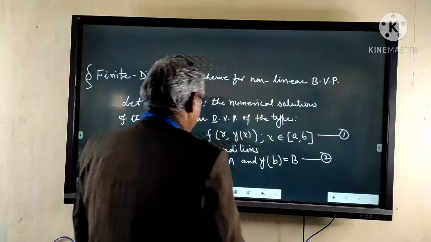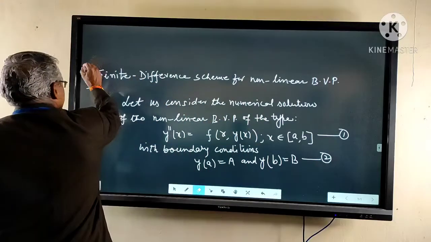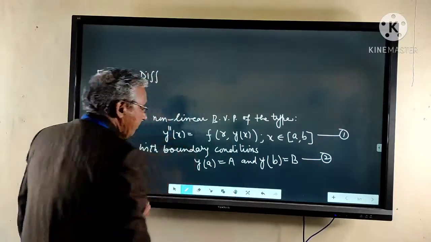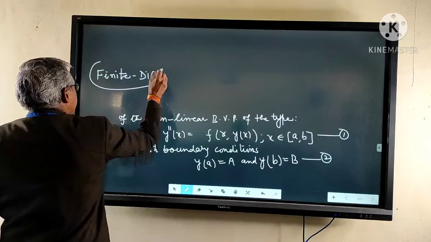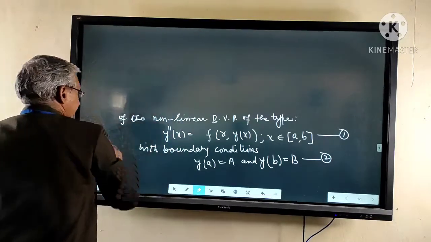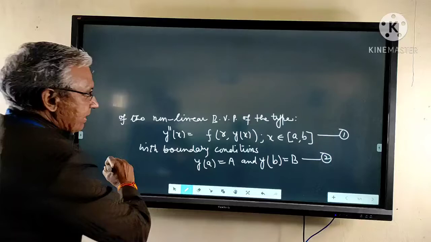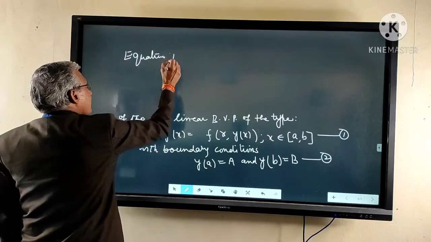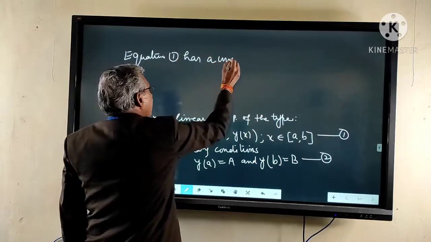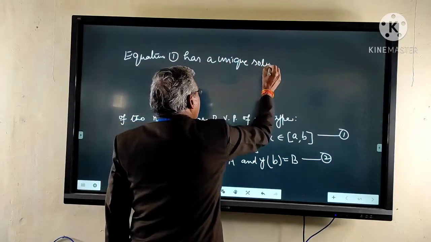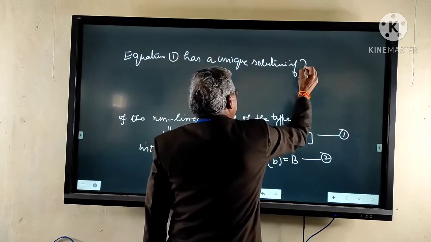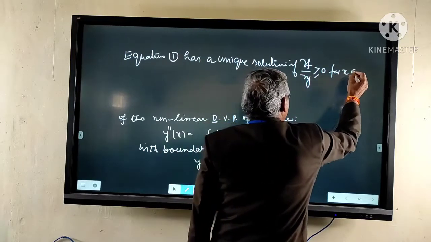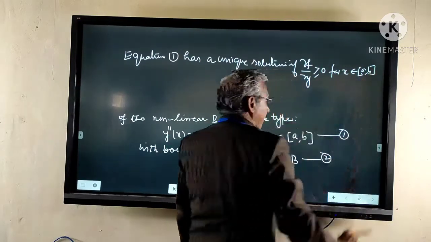The differential equation has a unique solution if del f by del y is greater than or equal to 0 for x belongs to the closed interval [a, b].